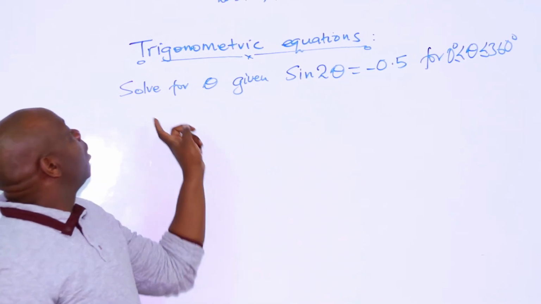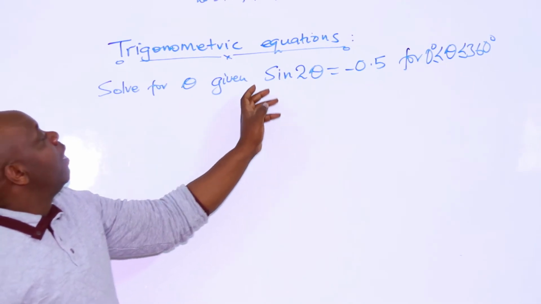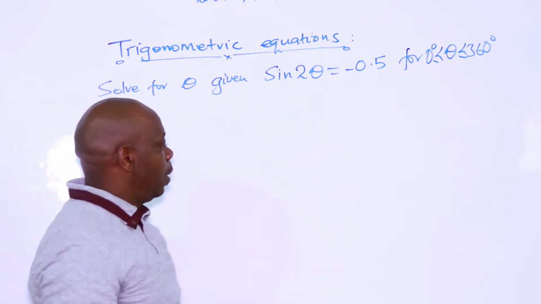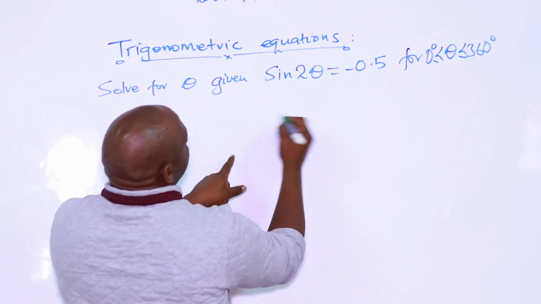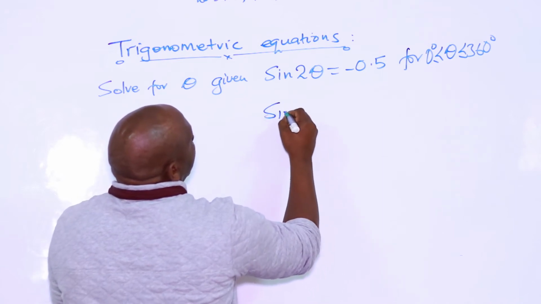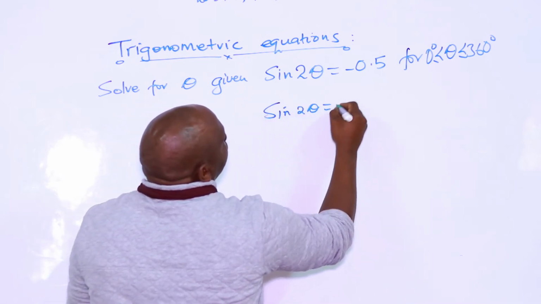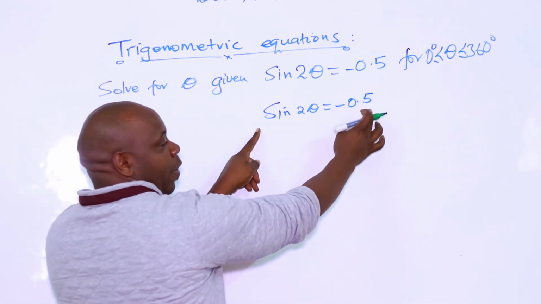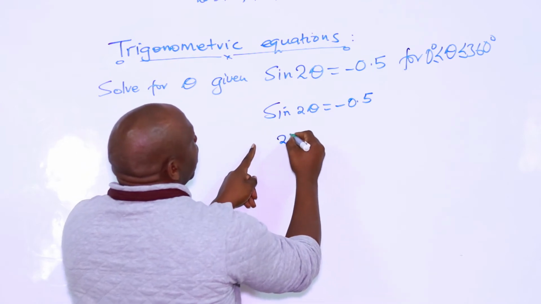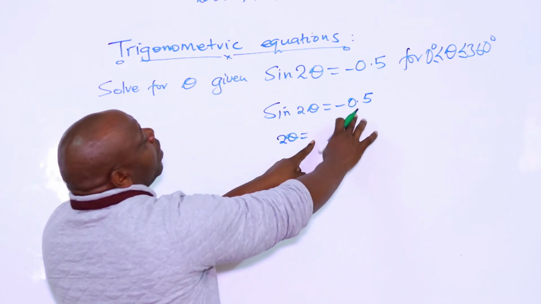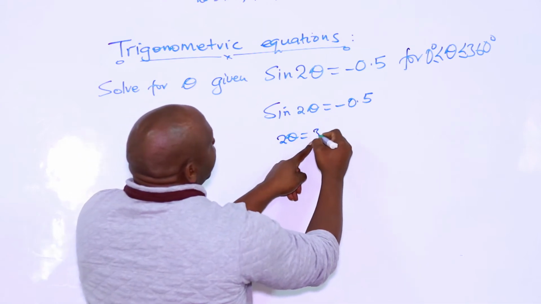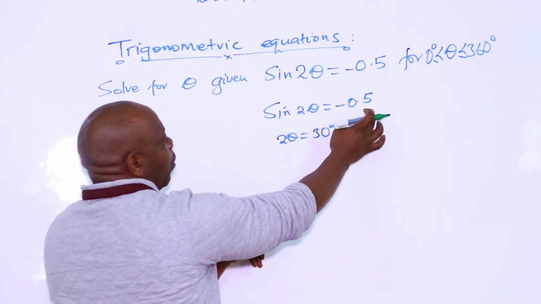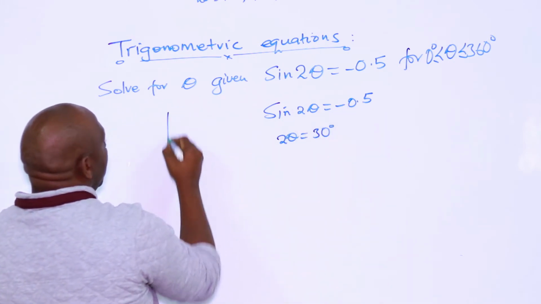The next question, you're told, solve for theta given sine of 2 theta equals negative 0.5. So here, you start, the equation is sine 2 theta equals 0.5. You get sine inverse of 0.5 to get 2 theta. Sine inverse of 0.5 is 30 degrees. We don't get negative 0.5, but sine inverse of 0.5. Negative is for the quadrant.